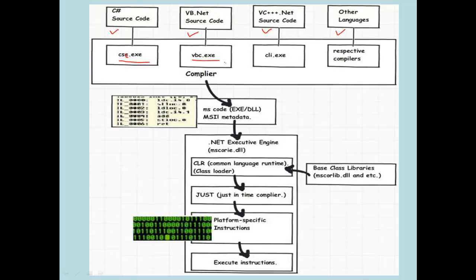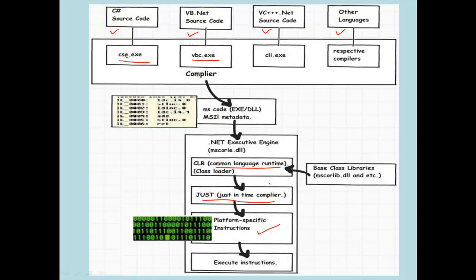Now this IL code is an intermediate language code, which is partially compiled. When you want to execute this IL code on the machine, your .NET framework has something called the CLR, the common language runtime. The common language runtime takes this half compiled code and gives it to something called the JIT. The JIT is the just-in-time compiler. It reads every line of the IL code and compiles it to platform-specific instructions. In other words, it compiles it to a binary format, which the machine can execute.